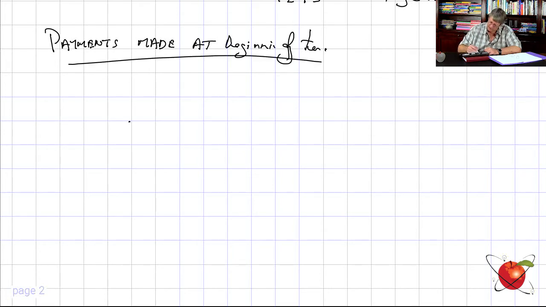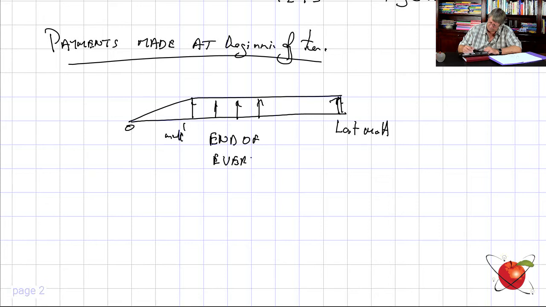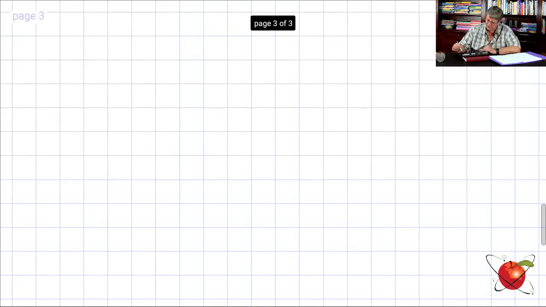Now, when we look at an annuity, please just be careful. This is what we're saying. We are saying a monthly payment. This is 0. This is the end of 1 month. And this is the last month. So we make a payment at the end of every month. That is critical. When we're looking at these problems, you must understand that drawing. Therefore, I'm going to do a further example of it.